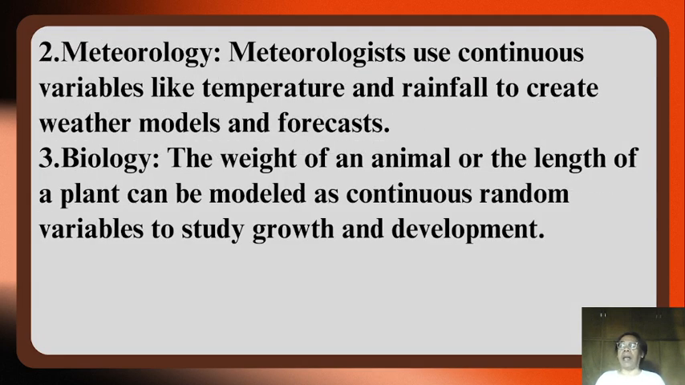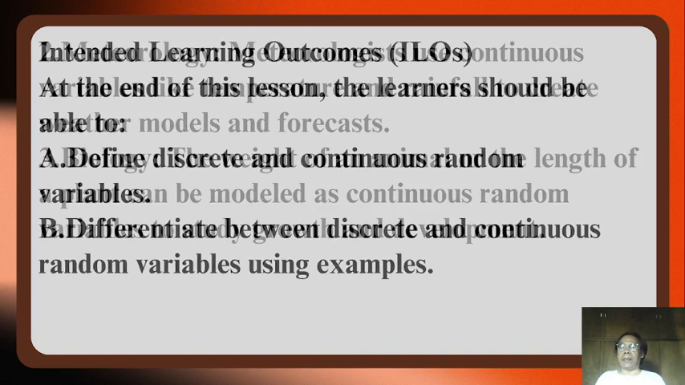In meteorology, meteorologists use continuous variables like temperature and rainfall to create weather models and forecasts. In biology, the weight of an animal or the length of a plant can be modeled as continuous random variables to study growth and development.